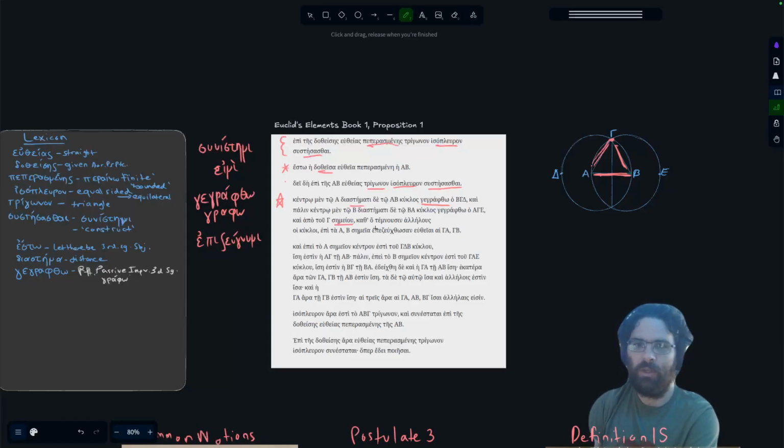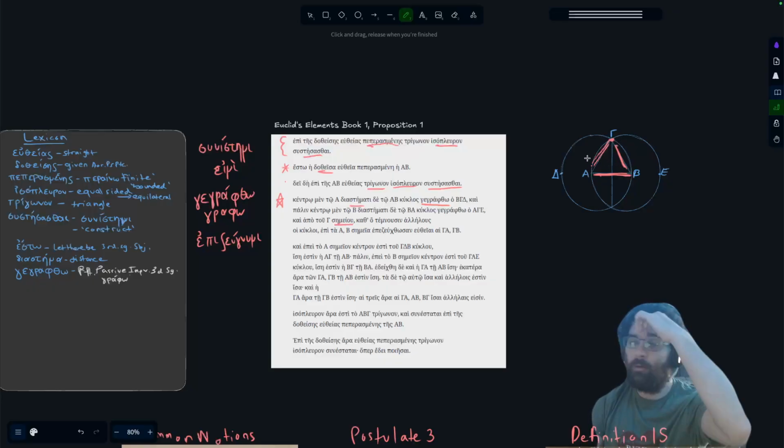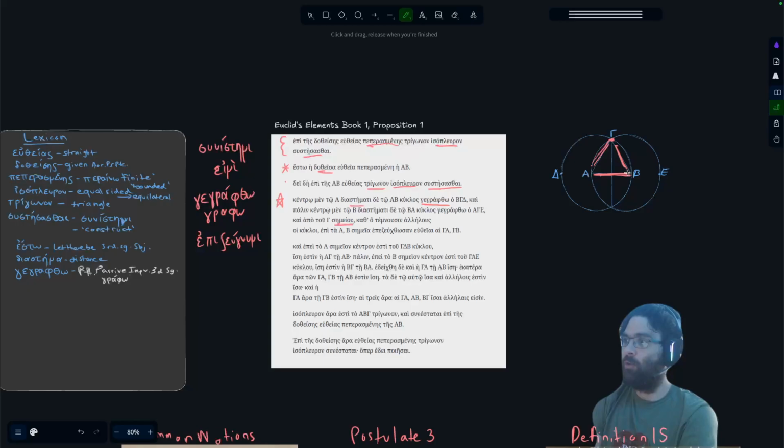Let them be joined to each other. And that is the third plural imperative, passive imperative, upon the points alpha beta. So we're creating lines now. So we have a triangle created from the point gamma and from the two radii alpha beta and beta alpha.